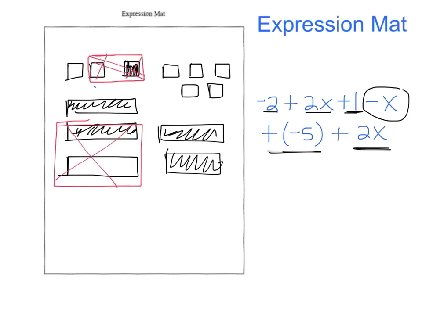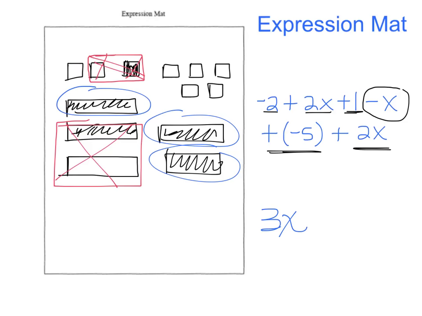I like to start with my x's. I have 1, 2, 3 x. And those are positive. And then I have 1, 2, 3, 4, 5, 6 negatives. So I'm going to write plus negative 6. So that is my simplified expression.